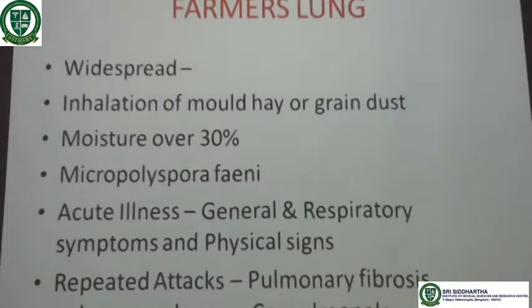And the next one is farmer's lung. As I mentioned, India depends on agricultural industries. 70% of the population in India lives in rural areas. Inhalation of moldy hay dust, which I have already discussed. Moisture over 30%. Micropolyspora faeni is the important agent contributing to farmer's lung. Acute illness with general and respiratory symptoms and physical signs you come across under this particular disease. Repeated attacks lead to pulmonary fibrosis and pulmonary damage. These are the brief points about farmer's lung.